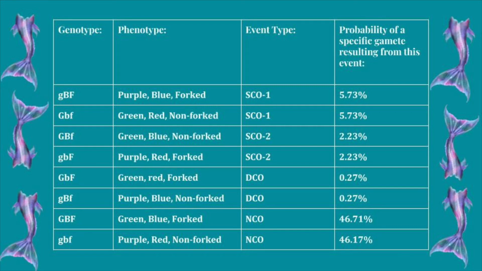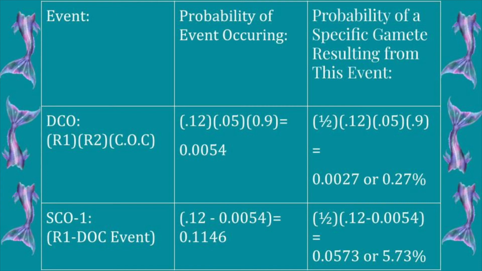The final 2 events on the chart are NCO events, which are non-crossover events that will resemble the parental phenotypes and genotypes. These are the most likely to occur because it is more likely for offspring to not undergo crossover than to undergo a crossover event. To elaborate on how I solved to find some of these probabilities, we will use the example DCO event and one of the SCO-1 events.